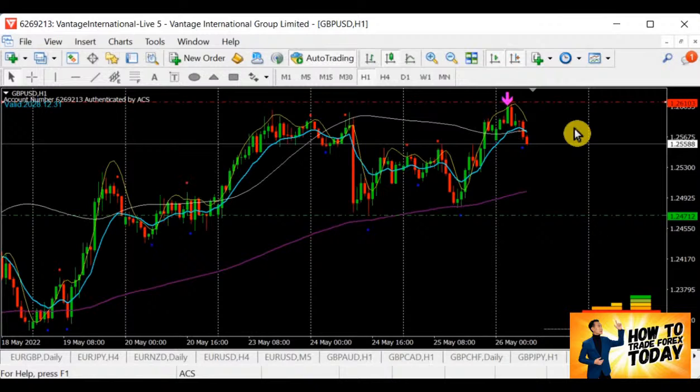So where's the support level? The support level has no change, it still remains the same. I'm going to put this pound dollar into my watch list.